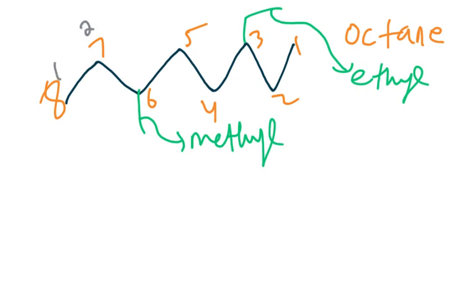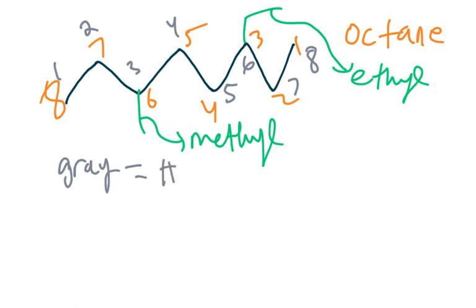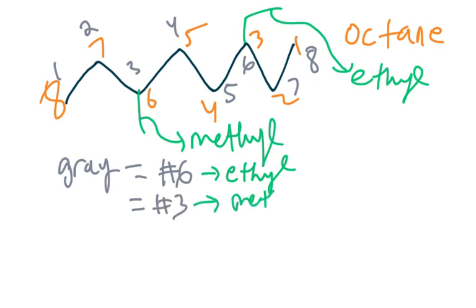What if we numbered it this way? 1, 2, 3, 4, 5, 6, 7, 8. Now we have the methyl coming off of the third carbon, right, if we're following the gray numbering, and the ethyl coming off the sixth. All right, so let's write that down. For the gray numbering, we have the number 6 carbon that has the ethyl, okay? And also for the gray numbering, we have the number 3 carbon that has the methyl substituent, right?